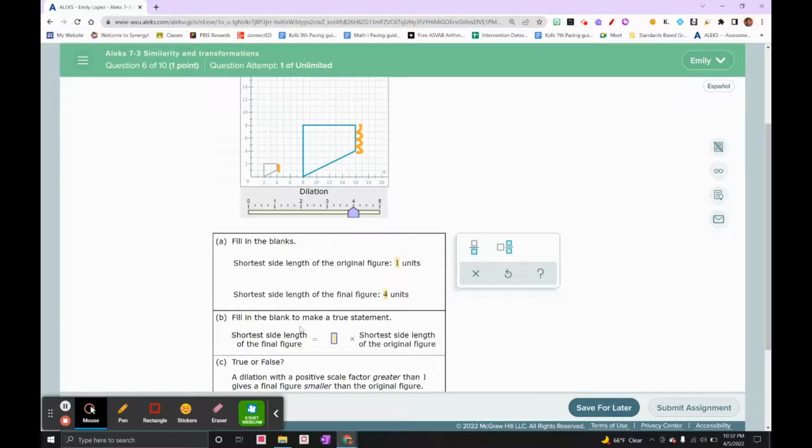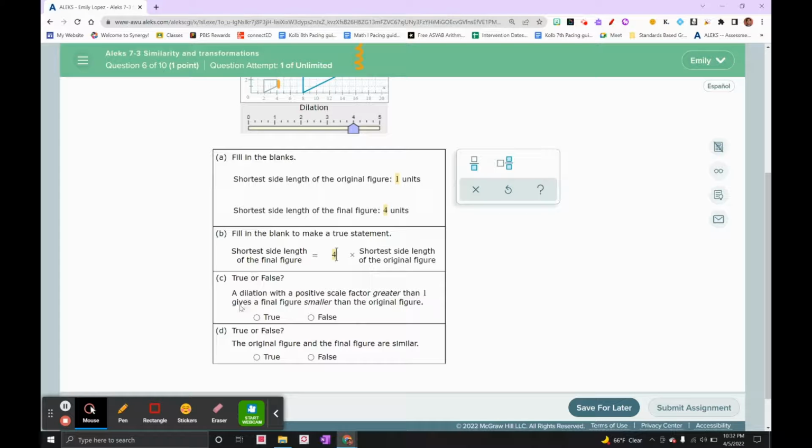So part B, fill in the blank to make a true statement. The shortest side length of the final figure right here is blank times the shortest side length of the original figure. Original figure was 1. To get 4, you're going to times 4. 1 times 4 is 4.